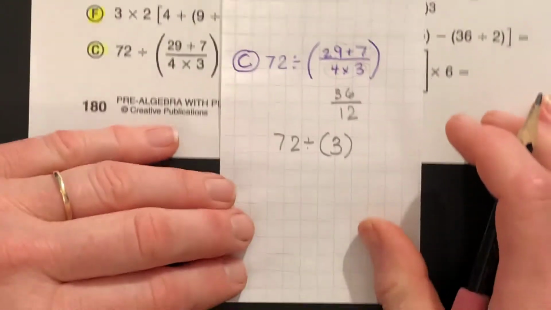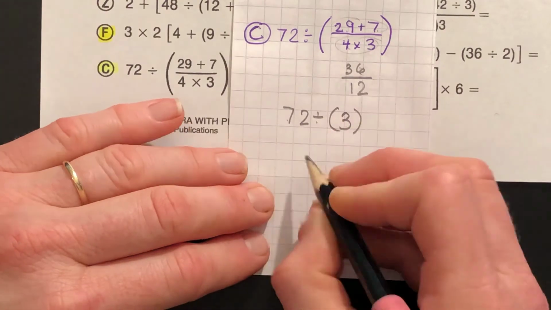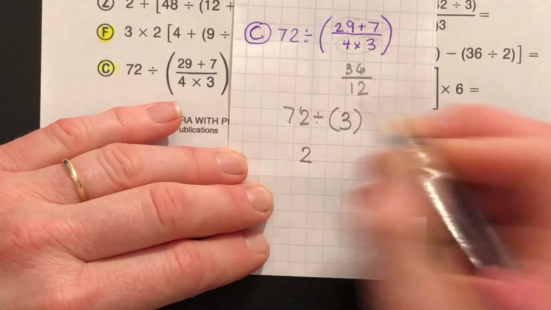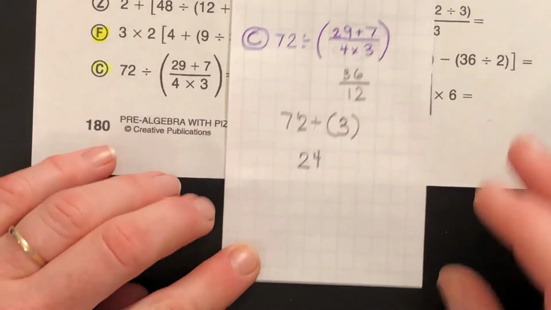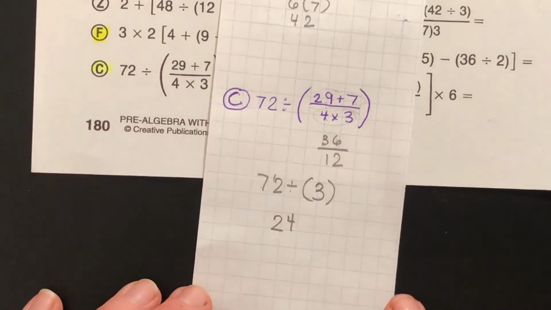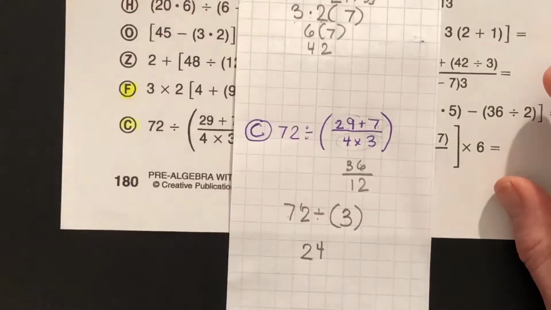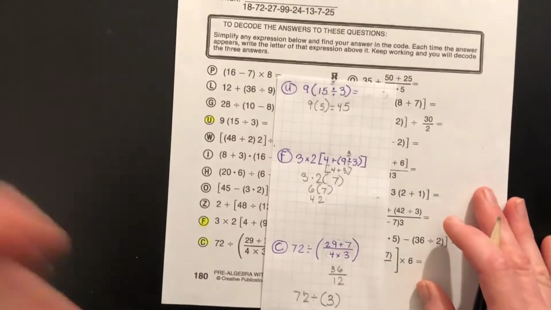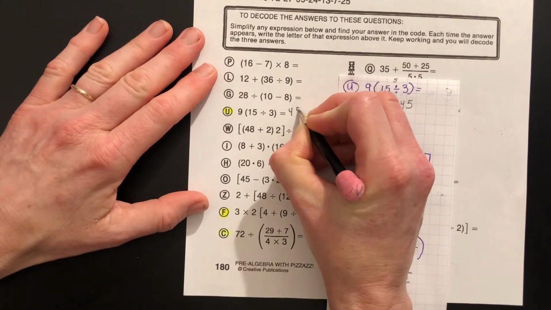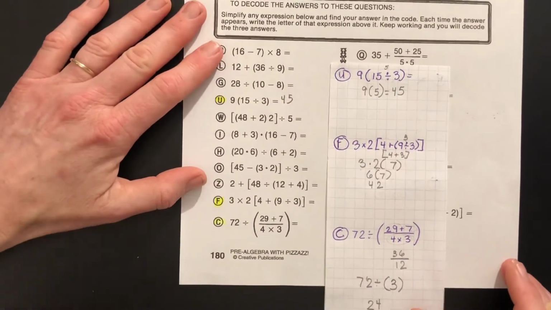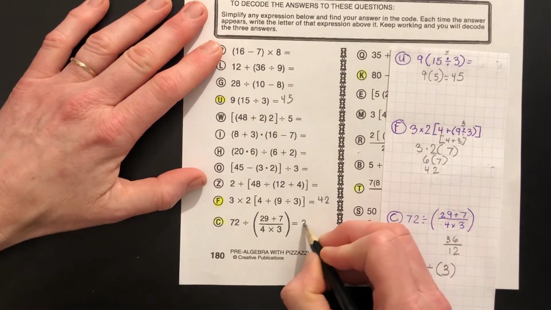72 divided by 3. See, 3 goes into 7 2 times. 1 left over. 3 goes into 12 4 times. 24. Make sure you've got that. Let me come back and write my answers on these. So U is 45. F is 42. C is 24.